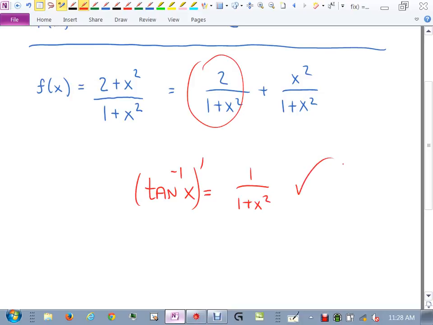But what about the other one? We don't have a formula for that one. We do not. Do you see what I'm saying? See the difference?